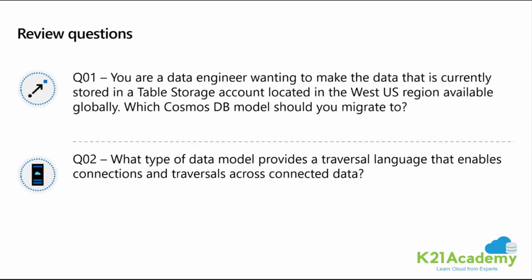Let's have a couple of questions over here. Check this out. You are a data engineer wanting to work with data that is currently stored in a table storage account located in West US region, available globally. Which Cosmos data model should you go for? Basically they're looking for table storage, and table is key value pair, so we are looking for the Table API. Now, which type of data model provides a traversal language that enables connection traversal across connected data? Basically, we are looking for a graph database, and in a graph database we run Gremlin queries or the Gremlin API against that. So the answer will be Gremlin.